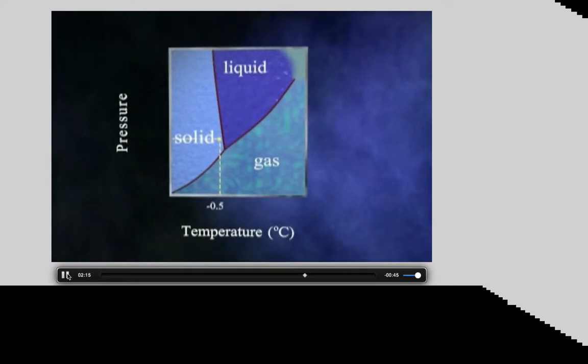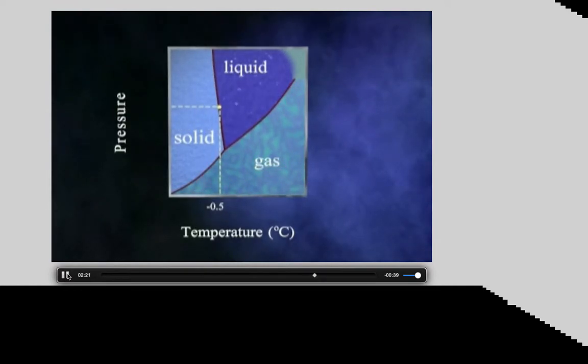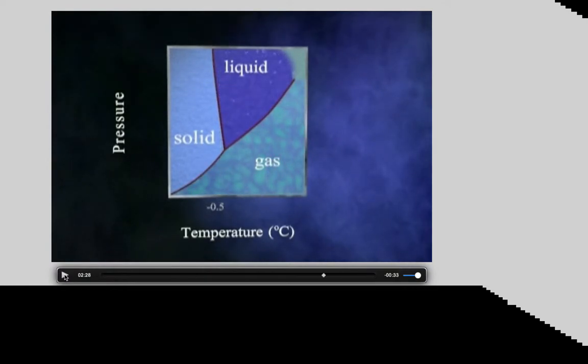Note that a sample of solid water or ice at a temperature slightly below the normal melting point will cross the solid-liquid phase boundary and melt as pressure is increased. This is one of water's unusual properties. So guys, I like the way they said that. This is one of water's unusual properties. So let's talk about it.